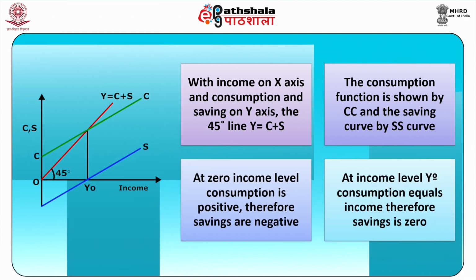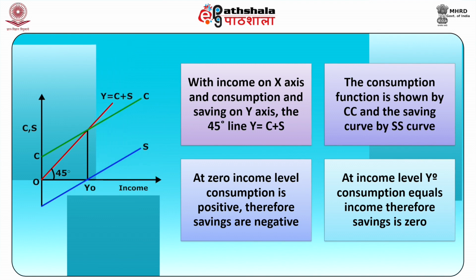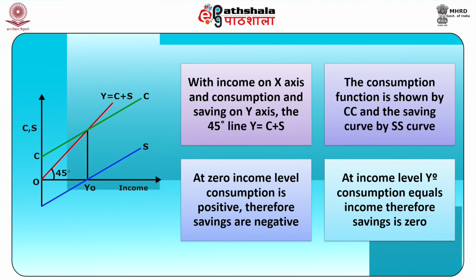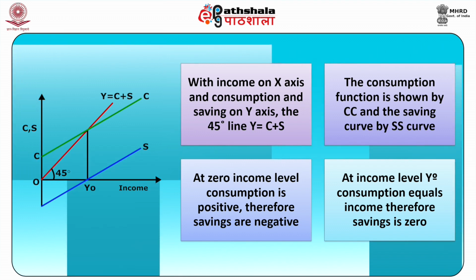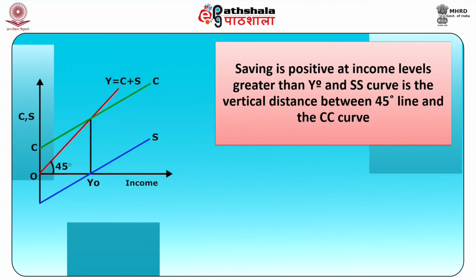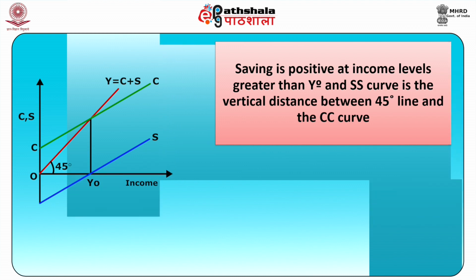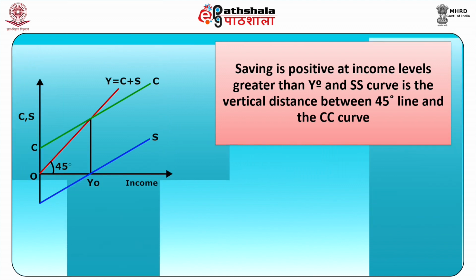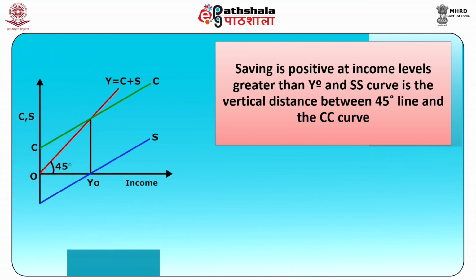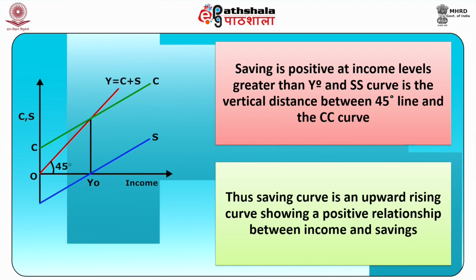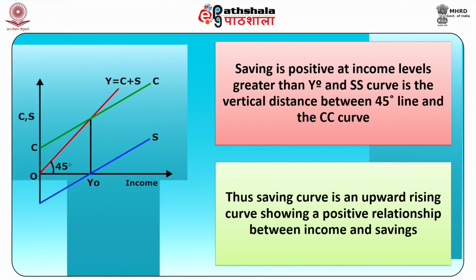At zero income level, consumption is positive, therefore savings are negative. At income level Y0, consumption equals income, therefore saving is zero. Saving is positive at income levels greater than Y0, and the SS curve is the vertical distance between the 45-degree line and the CC curve. Thus, the saving curve is an upward rising curve showing a positive relationship between income and saving, as has been shown in the graph.